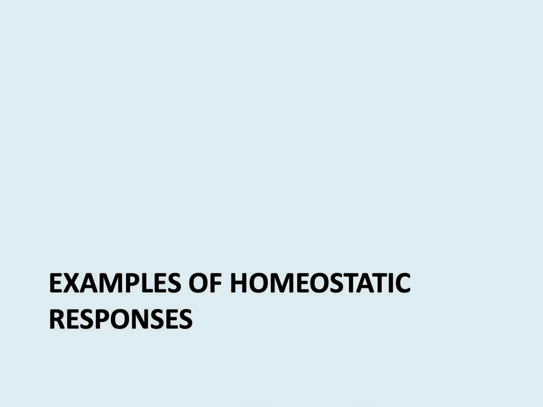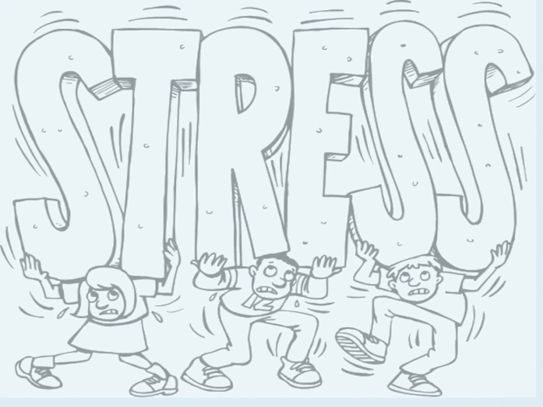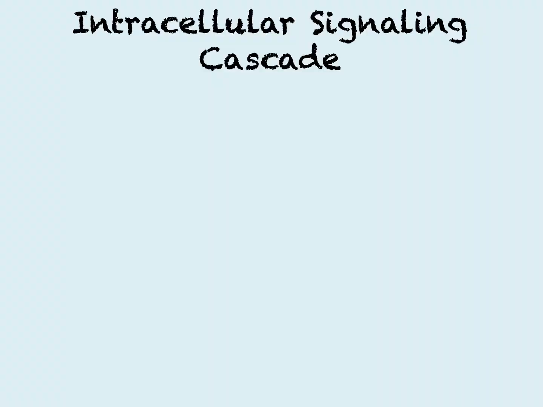So let's go about taking a look at some examples of homeostatic responses, and that will lead us into an assignment for you to work on. So remember, it's all going to start with a stress. And so this stress is going to cause two distinct types of pathways to be initiated.